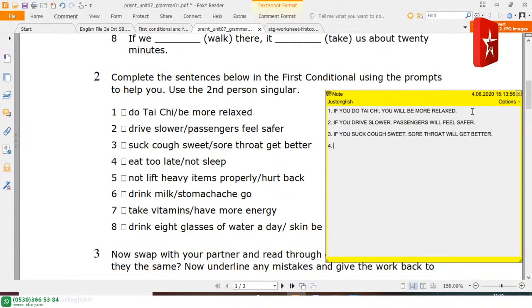Gustav says if she eats too late, she won't sleep. If you eat too late.